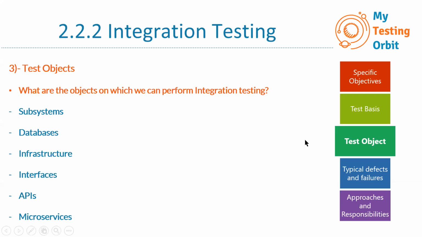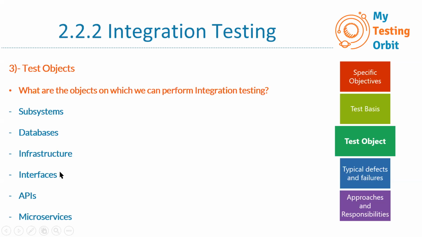Then the next one is infrastructure. Infrastructure will be tested as part of system integration testing, because as we have multiple systems, we need to establish communication between these systems, and for that we do need an infrastructure. So that's why infrastructure will be tested only as part of system integration testing.